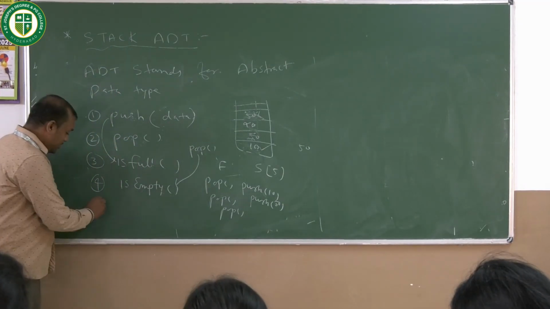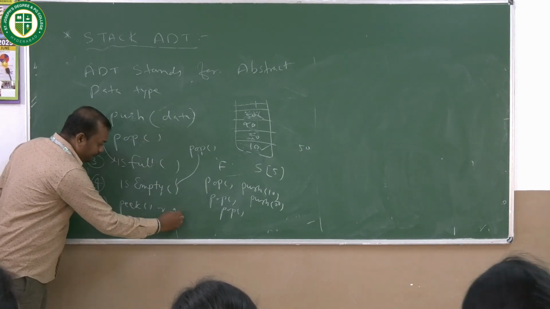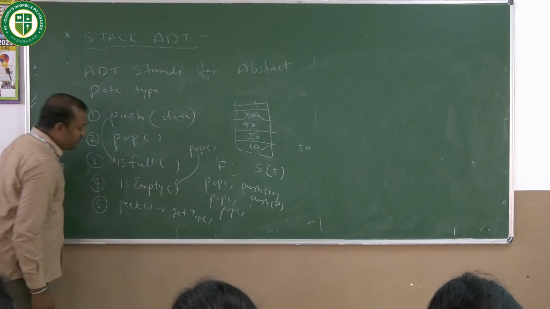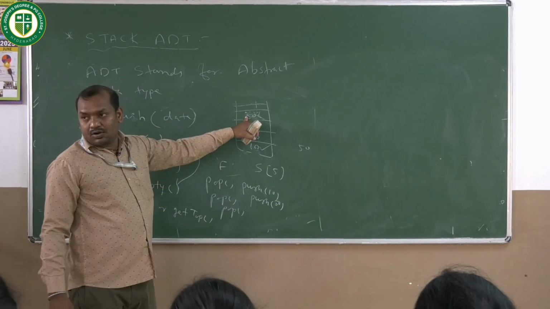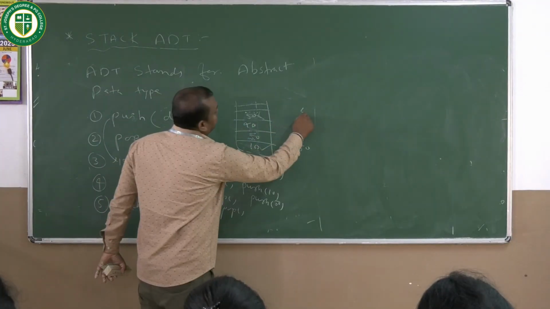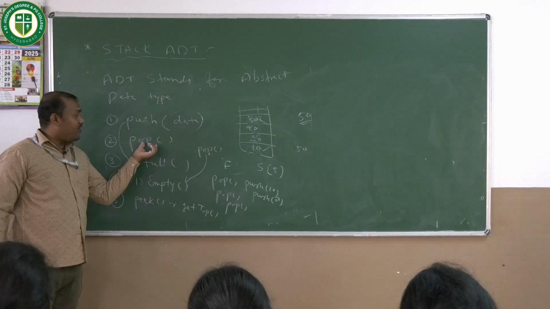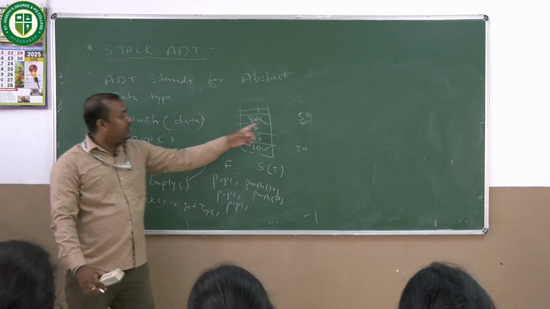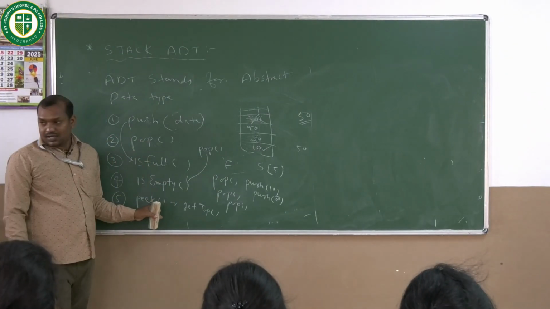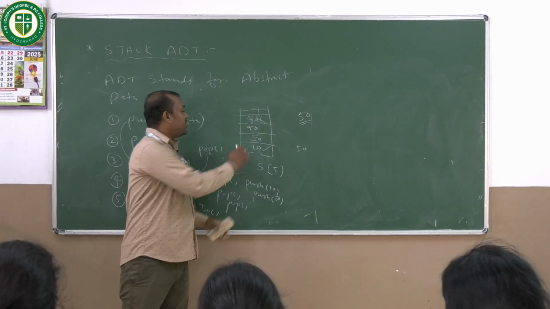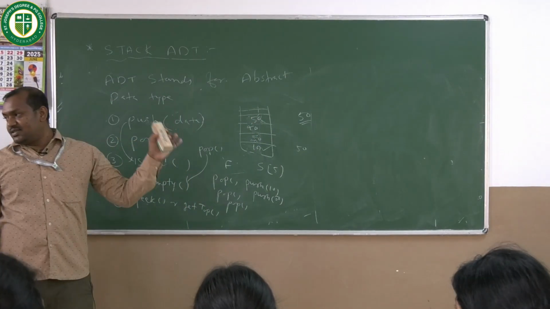Another function is called the peek function, or you can say get top. So when you call this function, what happens? It will return the topmost element. It will display the topmost, 50 is there, but it will not remove it. That is the difference between the peek function and the pop function. When you call pop, it will return 50 and remove it from the stack. But when you call this function, it will just fetch the value of the topmost element and display it.